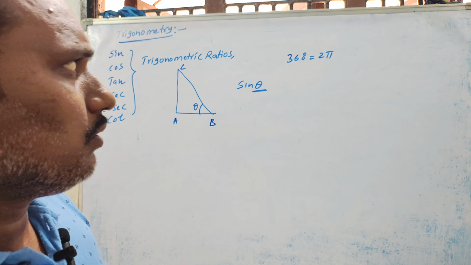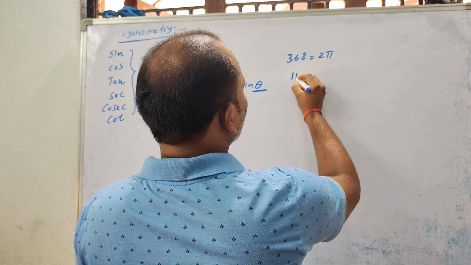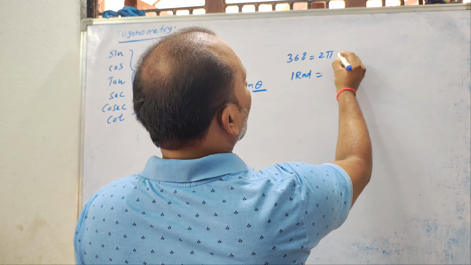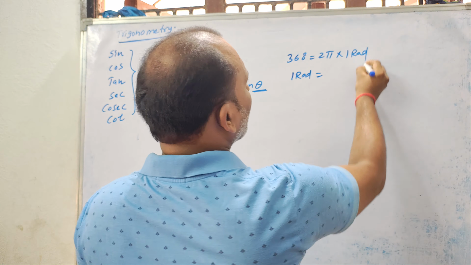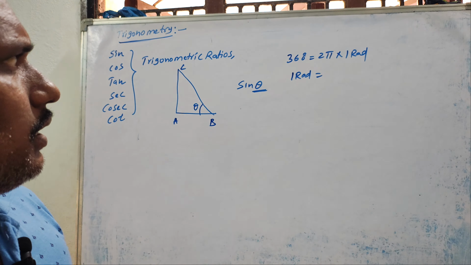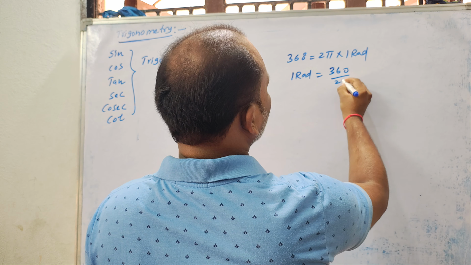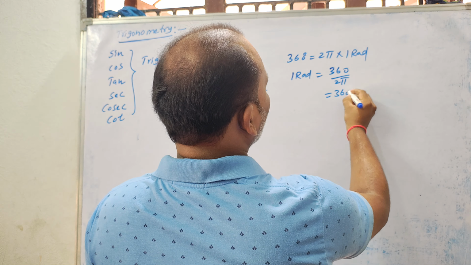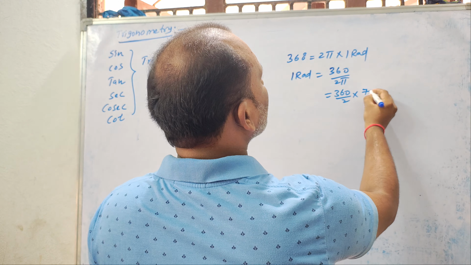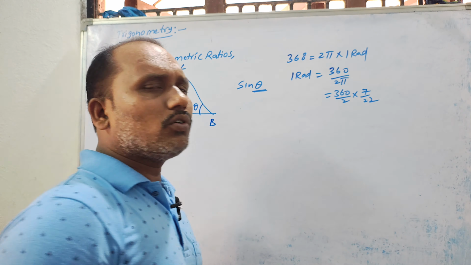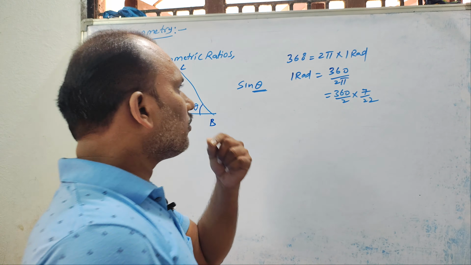So I want 1 radian. 2 pi into 1 radian is equal to 360 degrees. So 1 radian is equal to 360 by 2 pi, which means 360 by 2 into 7 by 22, because pi is equal to 22 by 7.